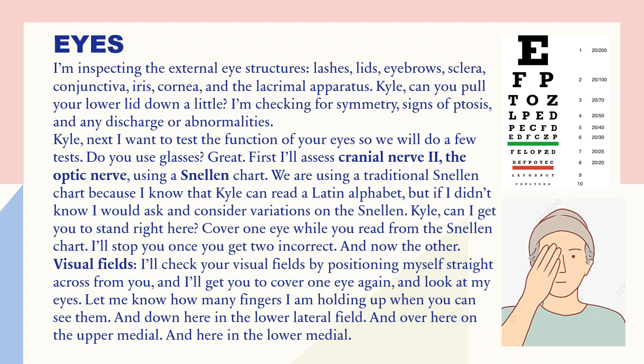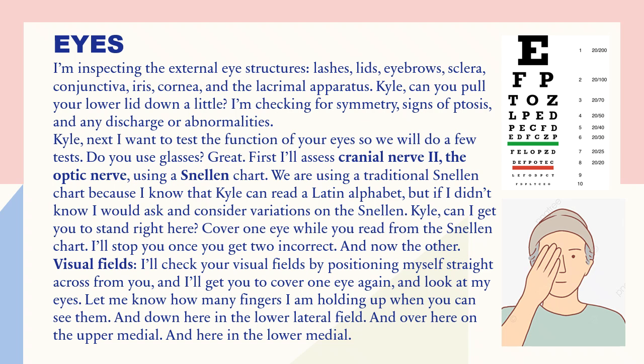Do you use glasses? Okay. So first, let's assess cranial nerve 2, the optic nerve, using a Snellen chart. We're going to use a traditional Snellen chart because I know that Kyle can read a Latin alphabet. But if I didn't know, I would ask and consider variations on the Snellen. Kyle, can I get you to stand right here, 20 feet away from the chart?